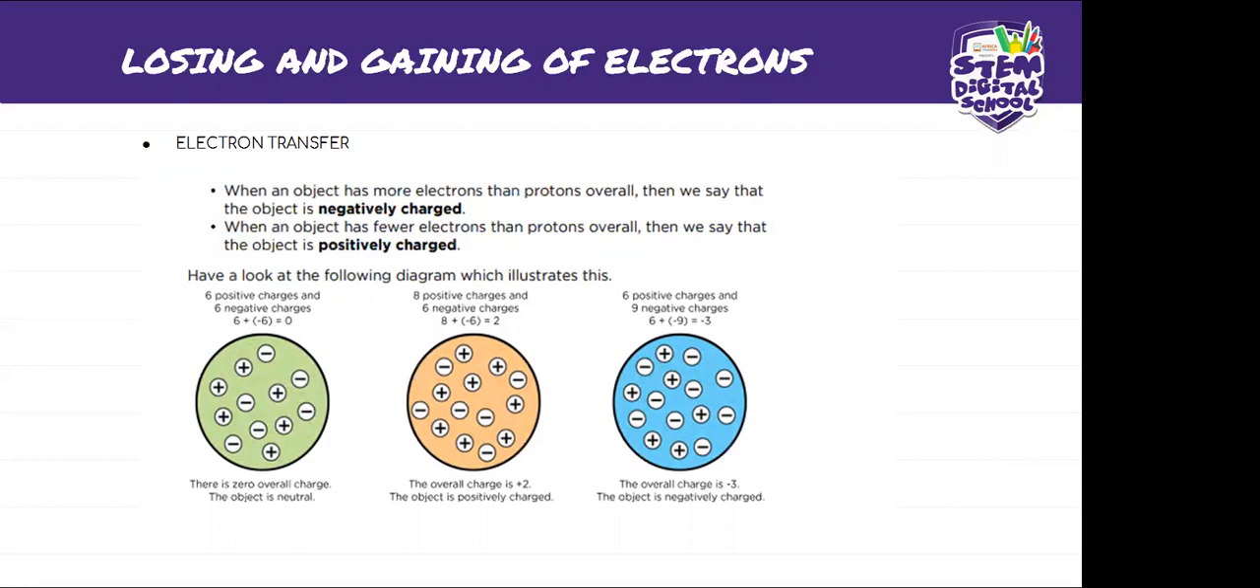So this is how electrons are transferred. What happens is that they can be wrapped. So when they wrap, this one will transfer electrons to this, or this one will gain electrons from that.